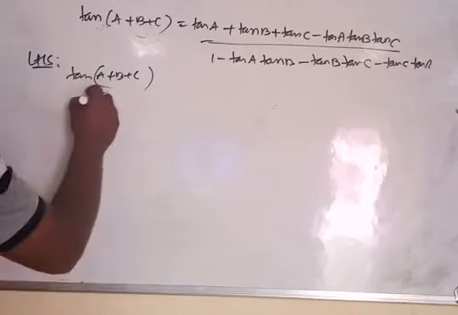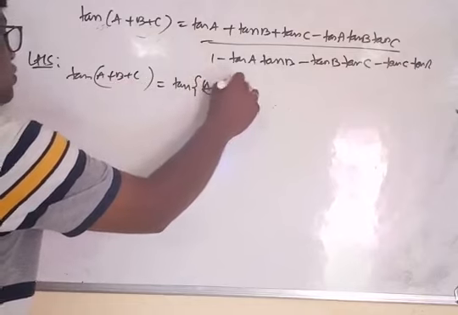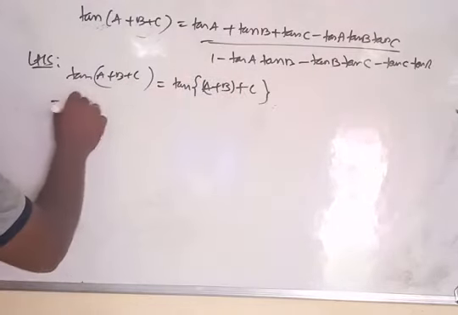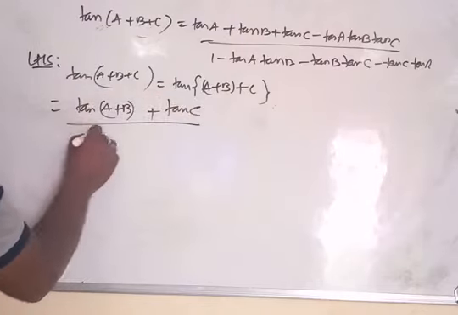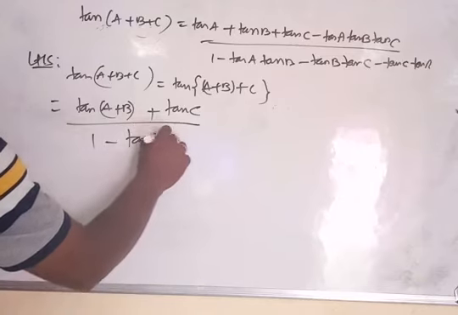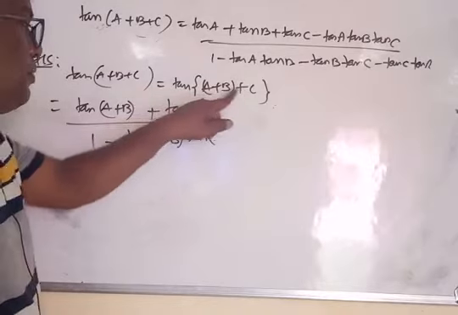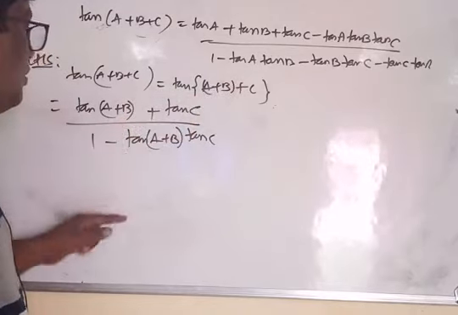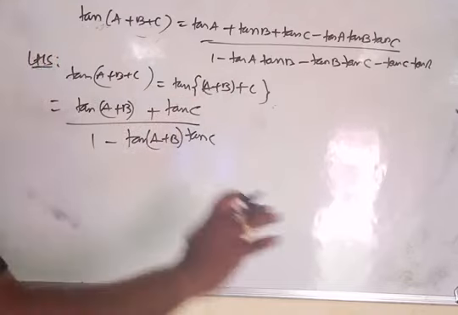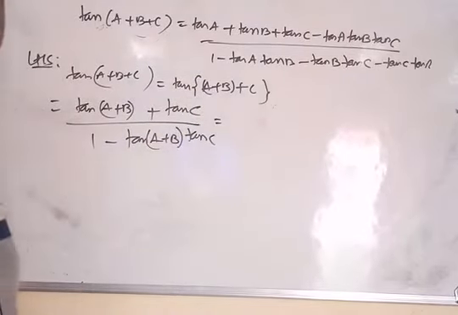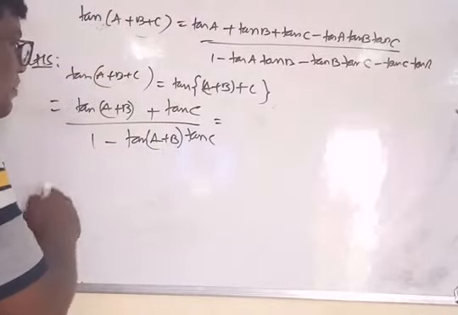Consider A plus B as A. This is tan of A plus B plus C, which is equal to tan A plus B plus tan C, whole divided by 1 minus tan A plus B into tan C. Here we applied the tan A plus B formula: tan A plus tan B divided by 1 minus tan A tan B. Now simplify, applying the tan A plus B formula.